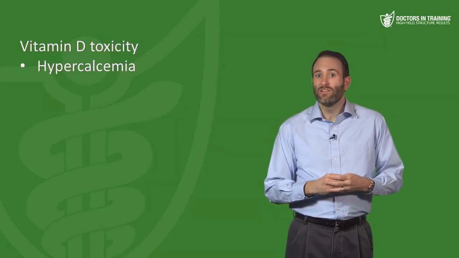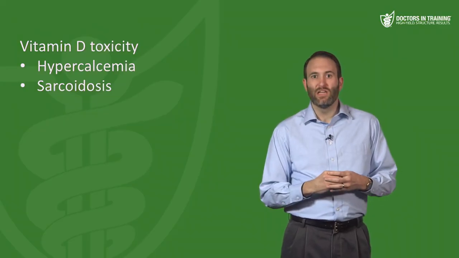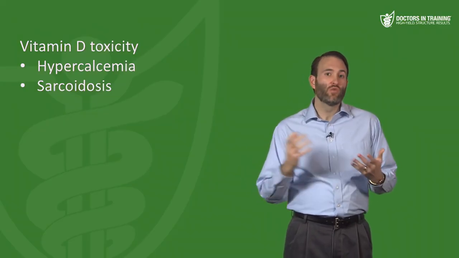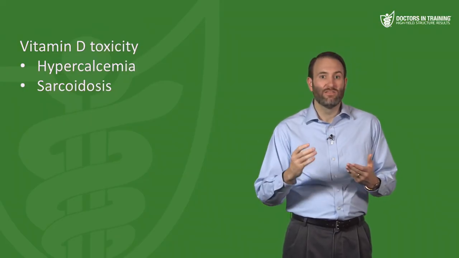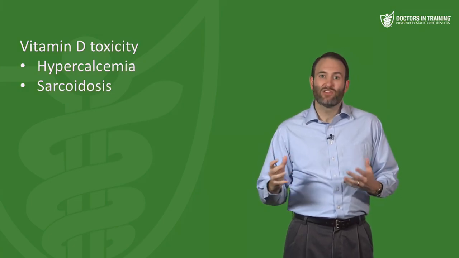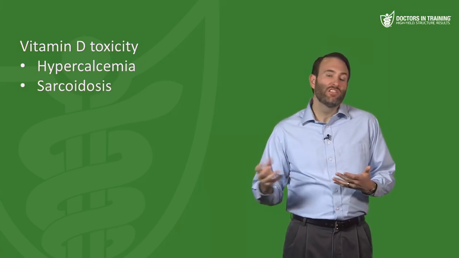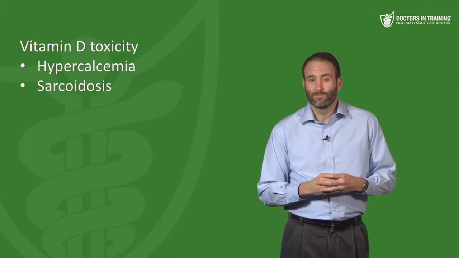Now, one other rare instance of vitamin D toxicity can arise in sarcoidosis. Here we see an increase in the conversion of that 25-hydroxy vitamin D to the 1,25-dihydroxy vitamin D, that more active form. The macrophages present in granulomas can actually increase this conversion. So patients with sarcoidosis may have hypercalcemia because of this.